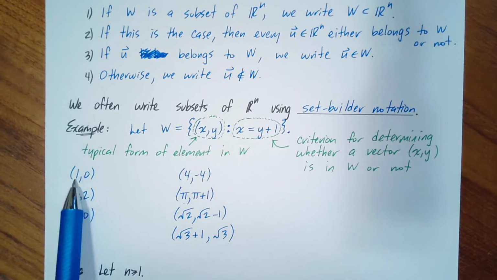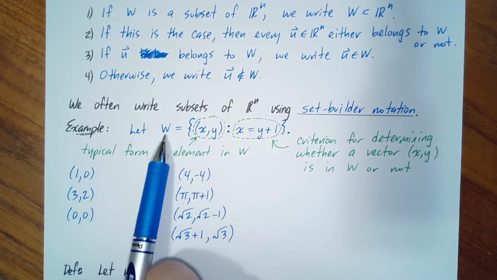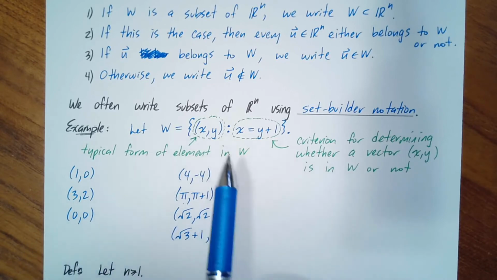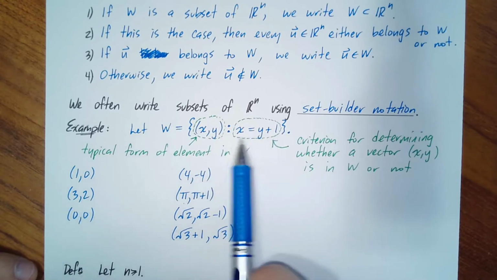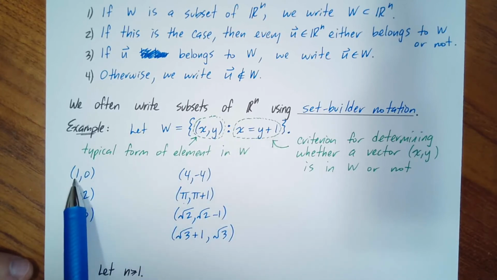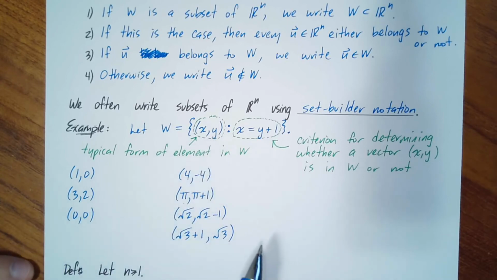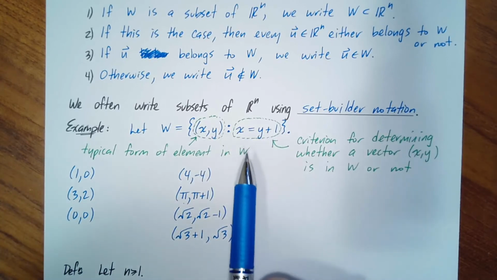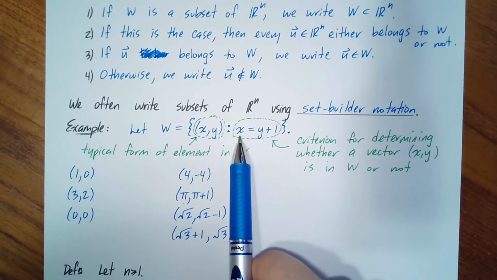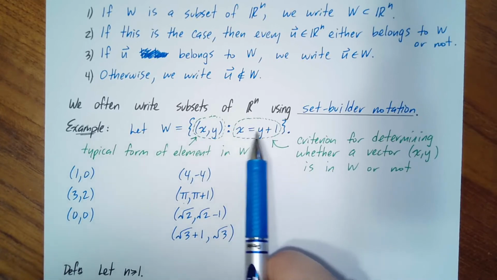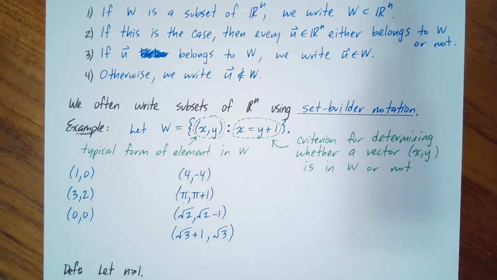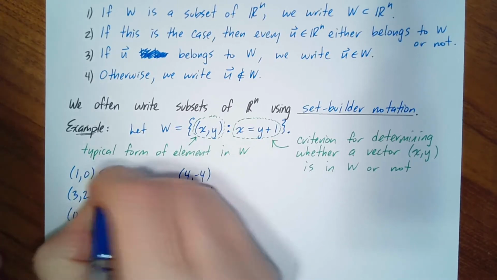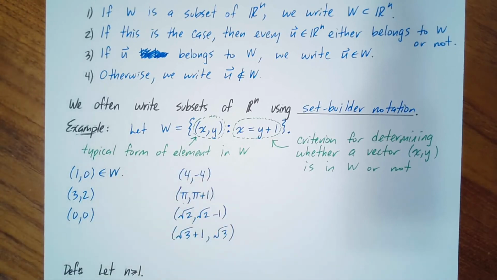Start with this vector (1, 0). How do we check whether this is actually inside the set W? Well, just take the 1 and the 0, plug them in for x and y, and then see if this statement is true. So if we plug in 1 for x and 0 for y, what's this equation going to turn into? It's going to turn into the claim that 1, because x is equal to 1, is equal to 0, because y is equal to 0, plus 1. So 1 is equal to 0 plus 1. Is that a true statement? Absolutely. So that means this vector is an element of W.